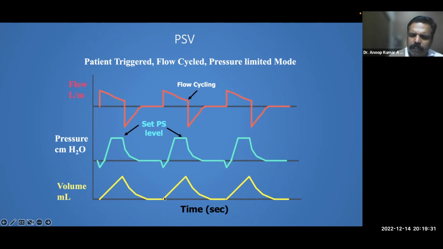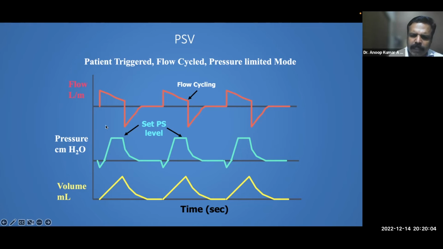But what is the problem here compared to an assist control mode? Here, depending on the patient effort, if the patient effort is more, this may go up to 600 ml. Suppose the next breath the patient is generating less effort, then it can go down to 200 ml. So your tidal volume will be varying depending on the patient effort, even if you are keeping a constant pressure support. That is the problem between the pressure support mode and the assist control mode. We'll explain that later.